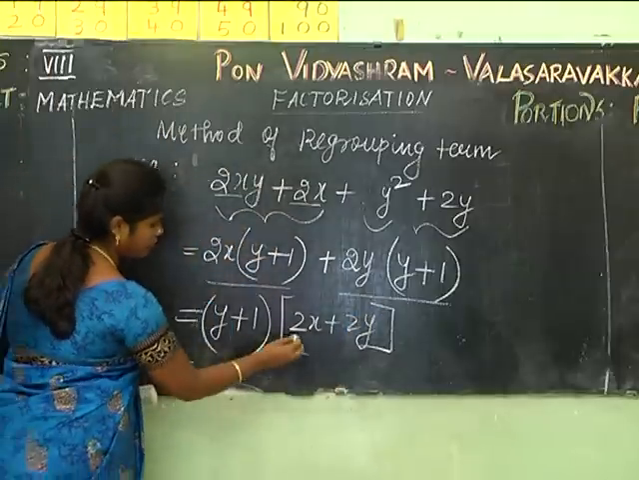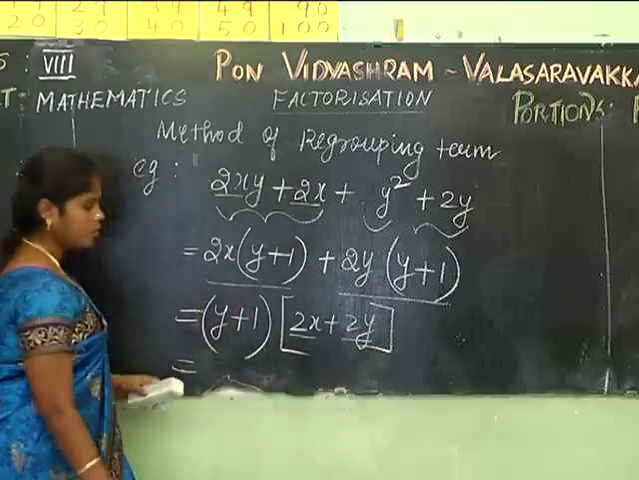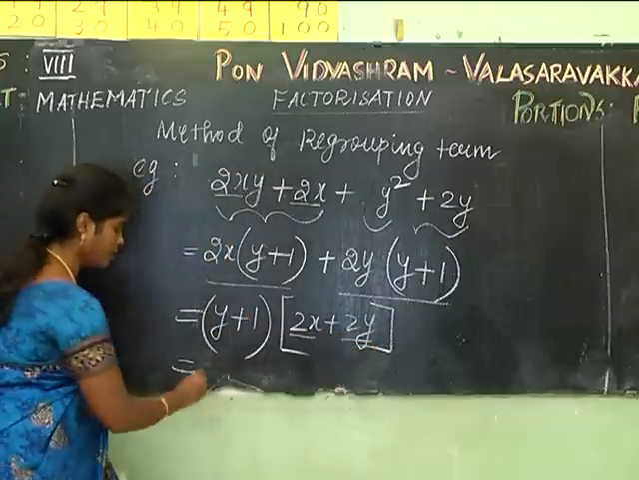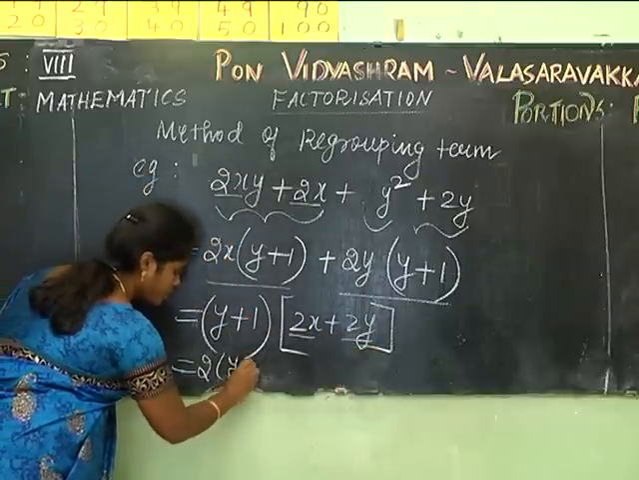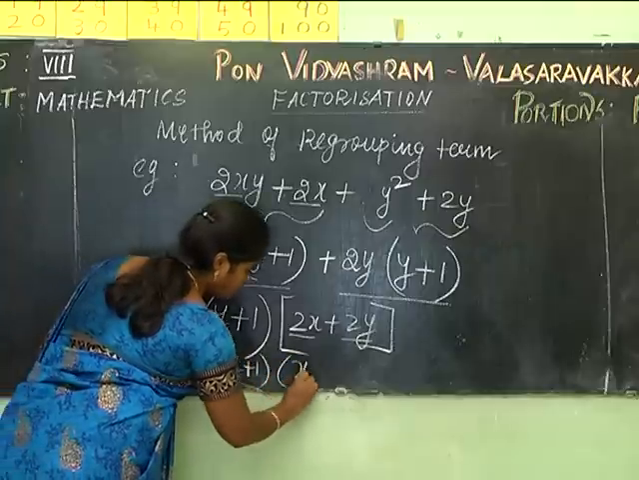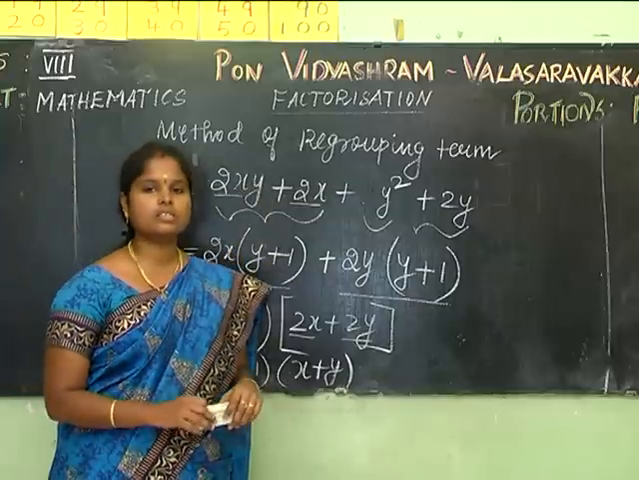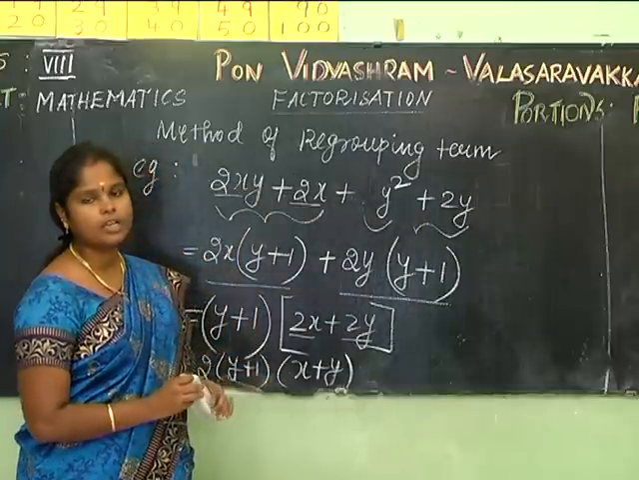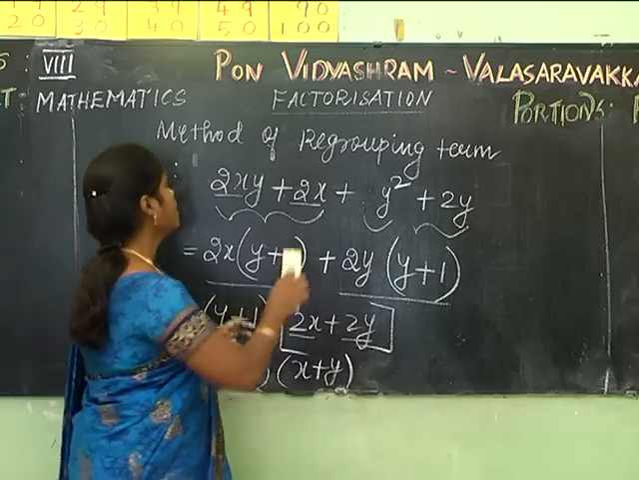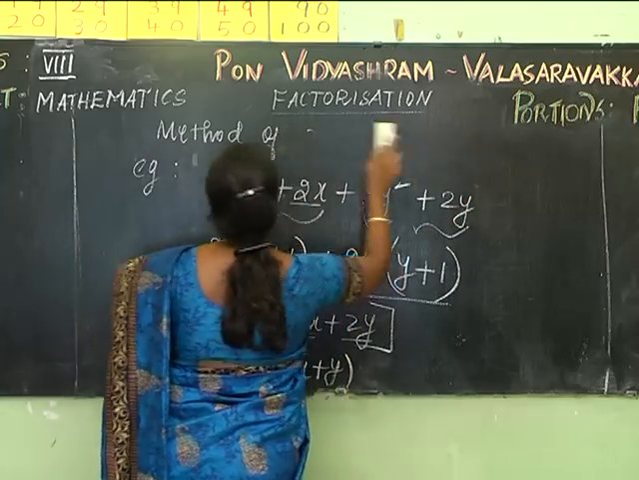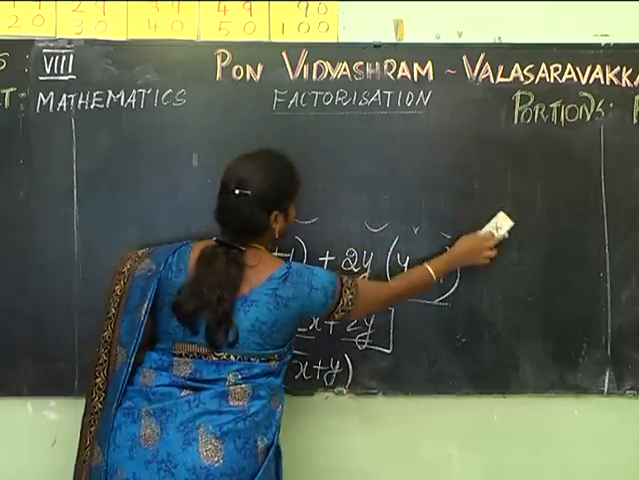Then after that, check the terms inside the bracket. We can take 2 out from here. So 2 into y plus 1 into x plus y. So these are the factors for this expression. This is the method of regrouping terms. Then the next method is by using identities: factorization by using identities.